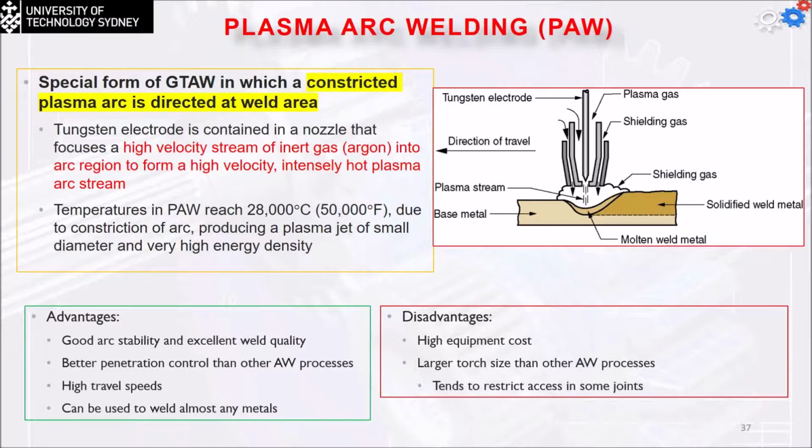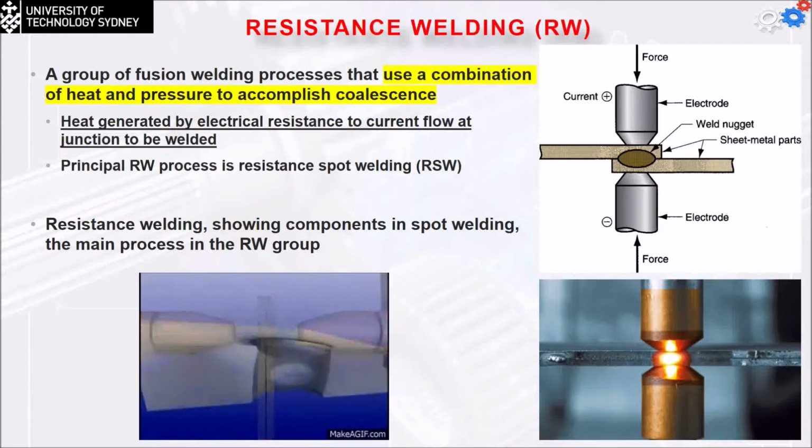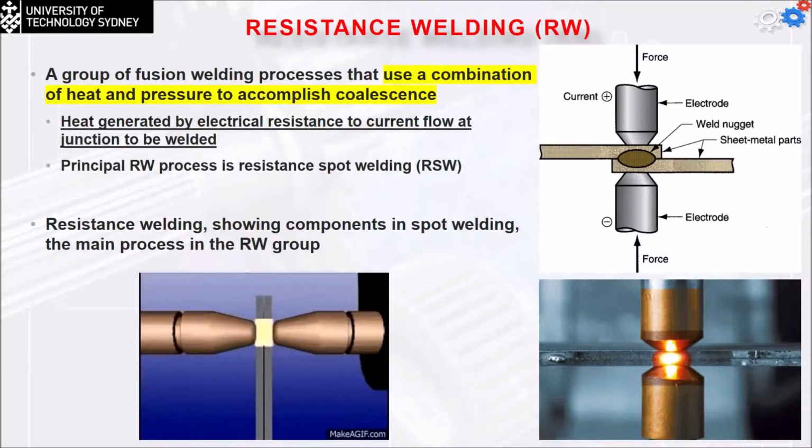Resistance welding is the basis of the spot welding process. As you can see here, we have the cathode and the anode, pressurize the area and run a high current, which causes melting to occur, and we have what we call the nugget. So resistance welding is a group of fusion welding processes that use a combination of heat and pressure to accomplish the coalescence.